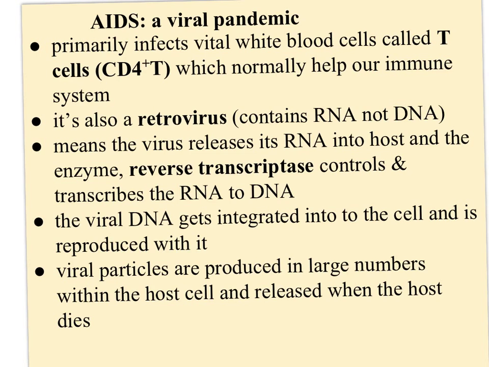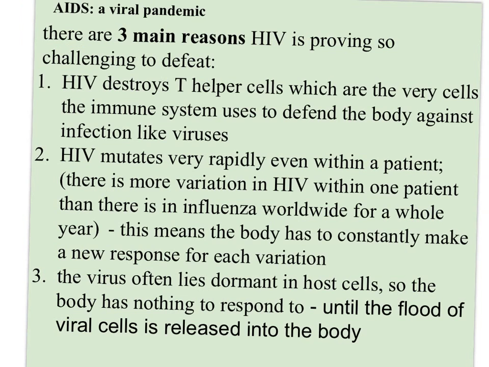The virus releases its RNA into the host, and then the enzyme reverse transcriptase transcribes the RNA to DNA. The viral DNA gets integrated into the cell and then gets reproduced with that cell. So it's not like other viruses that take over and then leave. This virus takes over, and it's like it hijacks the cell, and the cell now does its bidding. It continues to reproduce virus particles over and over in its normal reproduction. So viral particles get produced in large numbers within the host cell and then get released when the host dies.